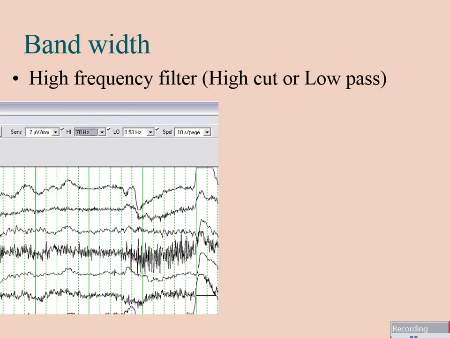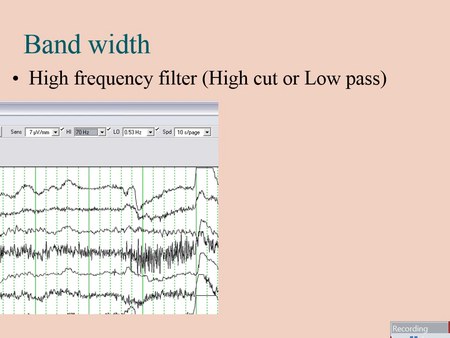Okay, so here's an EEG. We'll talk more about that probably Wednesday. Lots of noise in this recording. Right now, our sensitivity, our gain, is set at 7 microvolts per millimeter, and these are our high and low frequency filters. So our high frequency filter is set at 70 hertz. There's lots of noise in this recording. There's lots of EMG contaminating the EEG that we don't want.